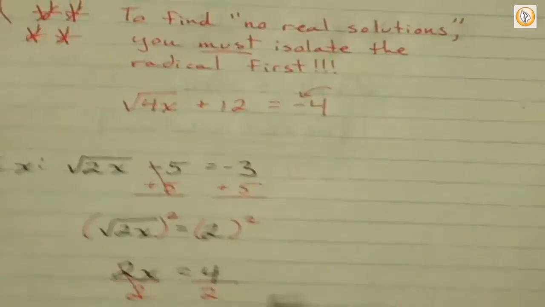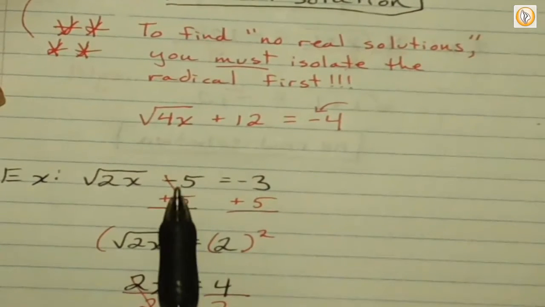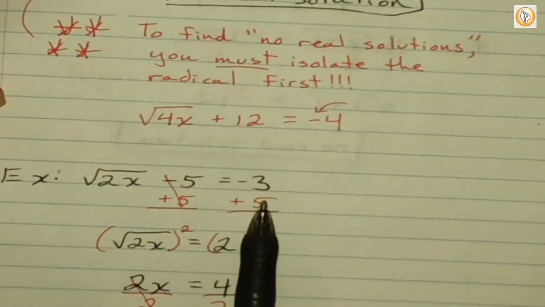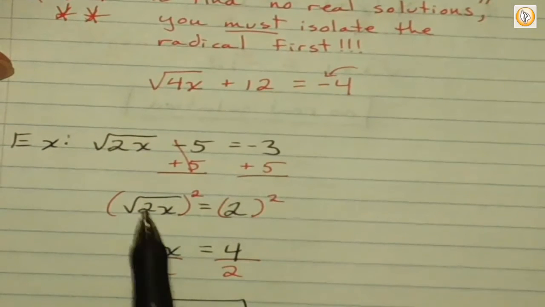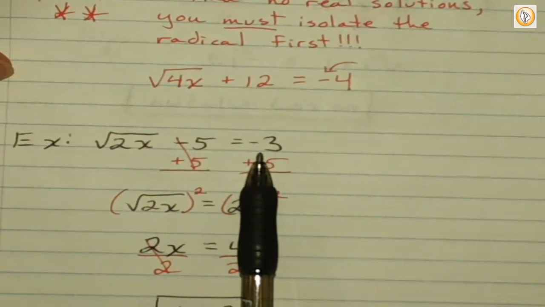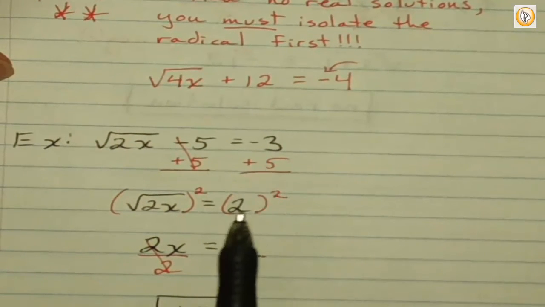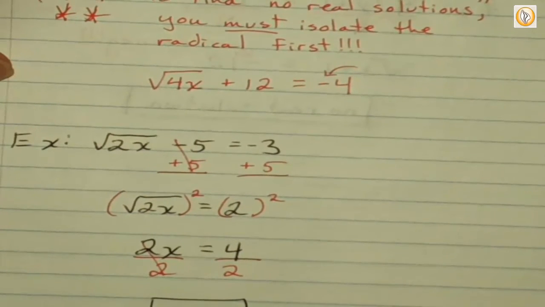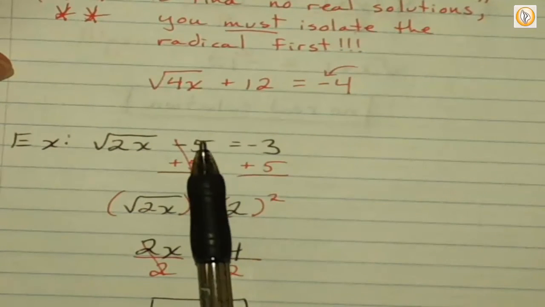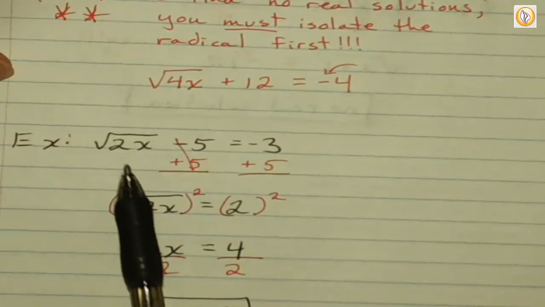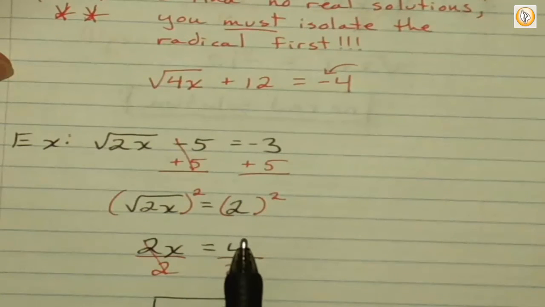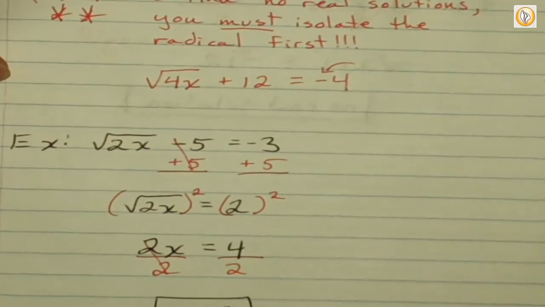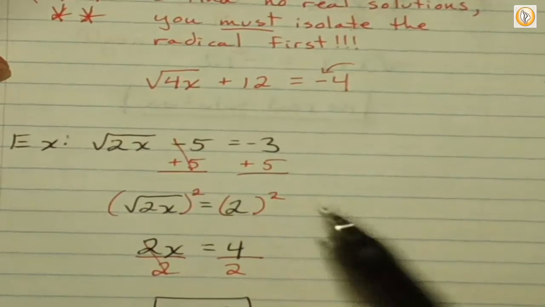Now let's look at this. This was not isolated. It had the negative 5. We got rid of that. Now it's isolated, but see, this was a negative 3. Now we have a positive, so it can work out. You see what I'm saying? You have to isolate the radical first, and then see if there's going to be a negative over here. So once you isolate it, if it equals a positive, you can keep going.